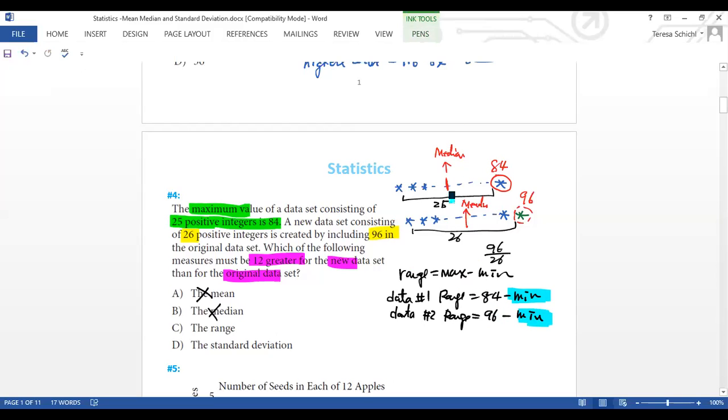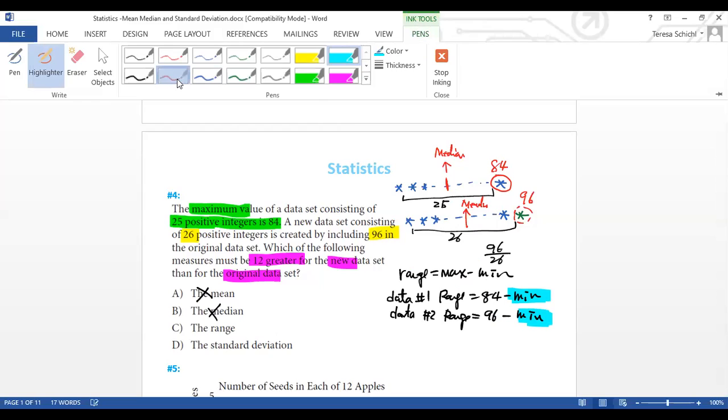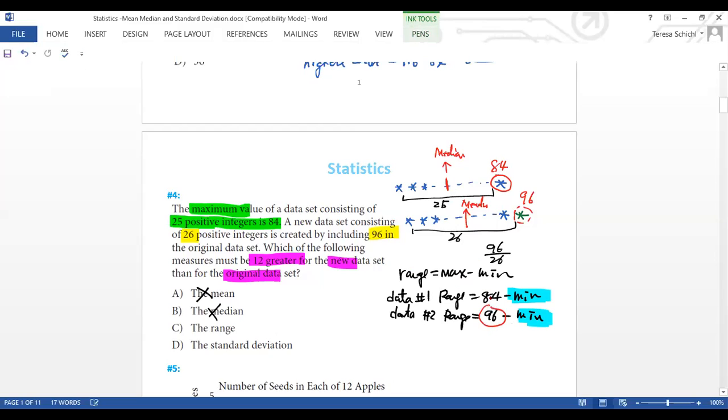So that's why these numbers here, right? This 96 is 12 more than 84. So this range is going to be 12 more than the range of data set number 1. So C is the answer.